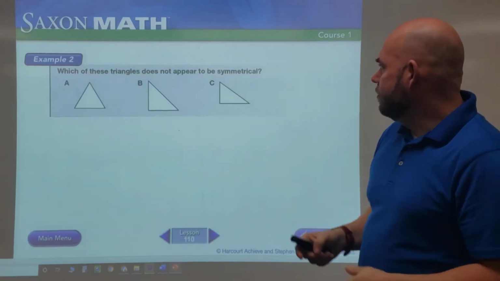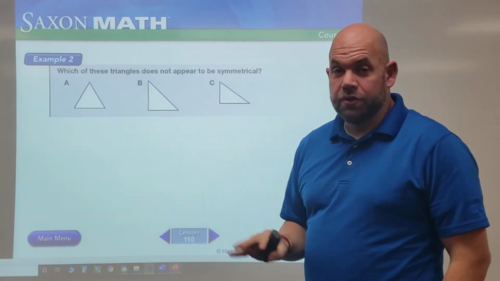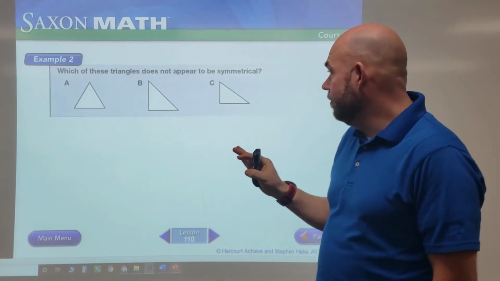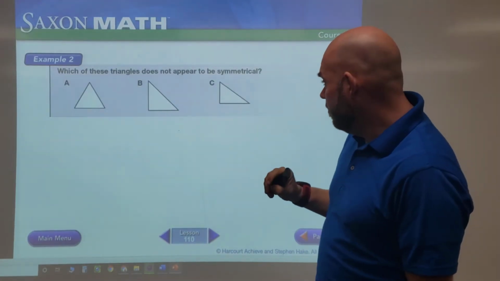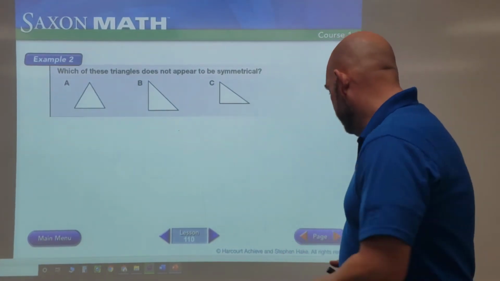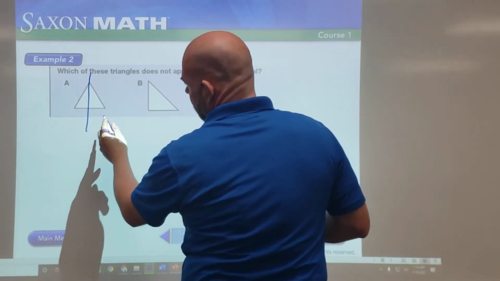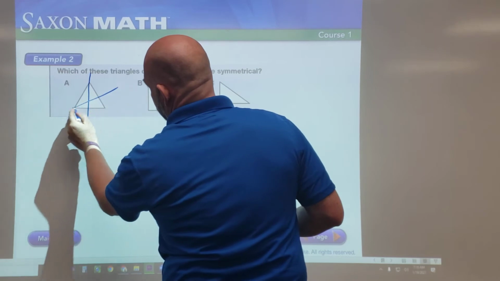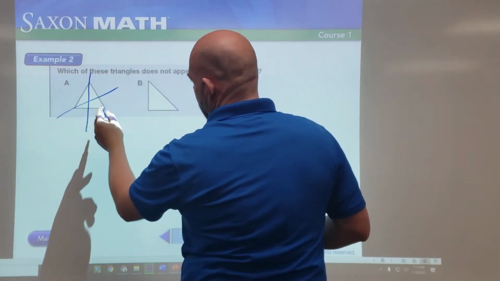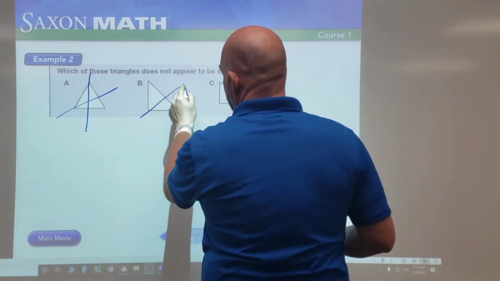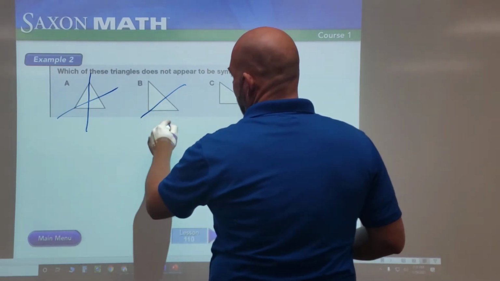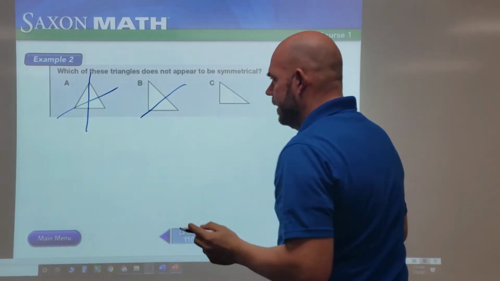All right, so which of these triangles does not appear to be symmetrical? Now this is hard because on triangles, right at first glance, they all look symmetrical. So we can draw some lines on here and see. Yeah, that's exactly the same. What if we did a line of symmetry that way? Yeah, that's also the same. On this one, we could do a line of symmetry that way. If we did it that way, it wouldn't be symmetrical, but it has one line of symmetry.